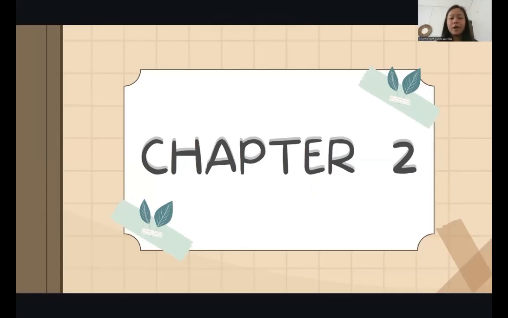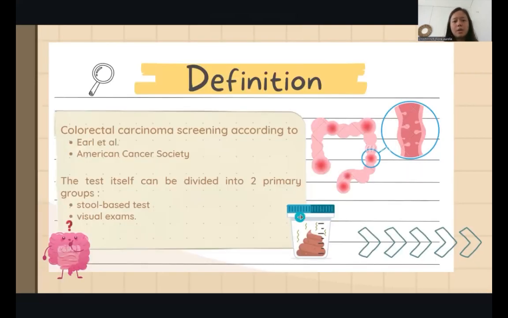Swastiastu. My name is Fiona Aurelia, with the last 3 digits of my student number being 125. In this part, we will begin in chapter 2. Now we will start with the definition of colorectal carcinoma screening.